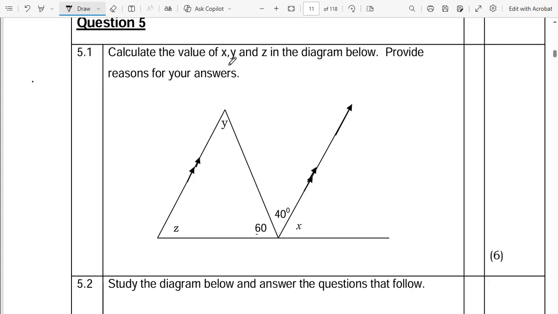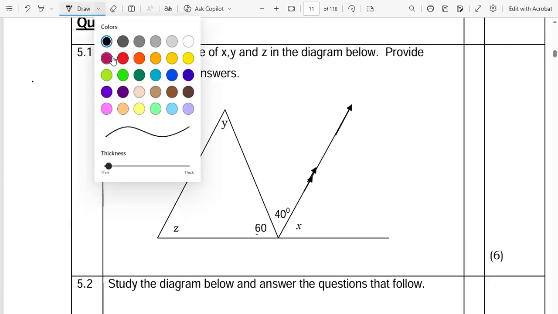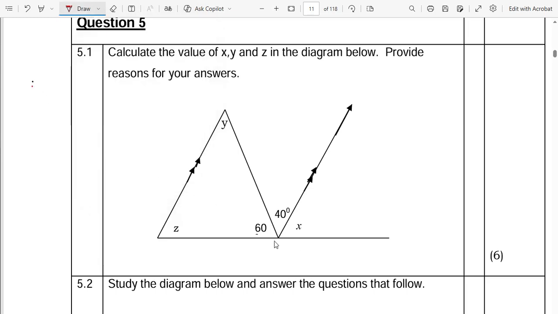First question, they say calculate the values of x, y, and z. So I'll start with the easy one to get. Look at that x. By now you understand that angles on a straight line add up to 180. So all the angles on a straight line, when you add them, should give you 180. So if we take 60 degrees, and we add that angle with 40 degrees, and we add x, this should give us 180.